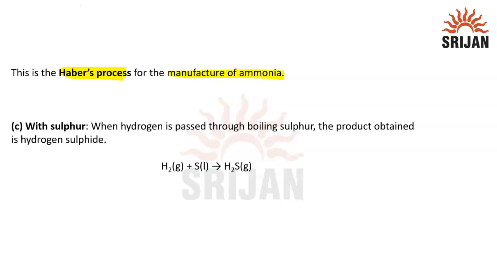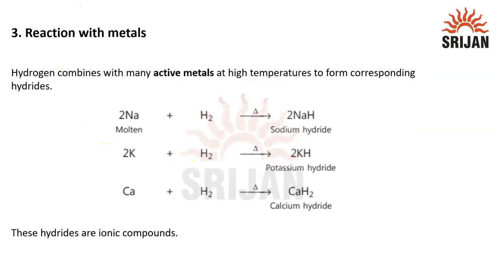Now with sulfur, when hydrogen is passed through boiling sulfur, the product obtained is hydrogen sulfide. Here is the reaction. H2 plus sulfur will give us H2S. Now reaction with metals. Hydrogen combines with many active metals, or simply reactive metals, at high temperature to form the corresponding hydride. So molten sodium reacts with hydrogen to form sodium hydride. Similarly, potassium reacts with hydrogen to form potassium hydride. Calcium reacts with hydrogen to form calcium hydride. These hydrides are ionic compounds.